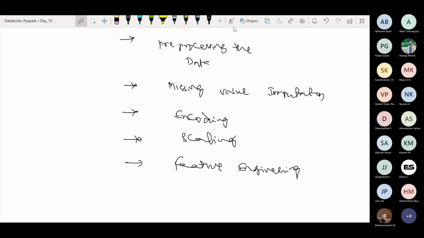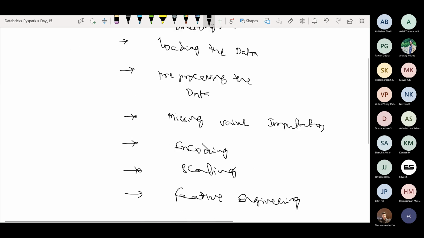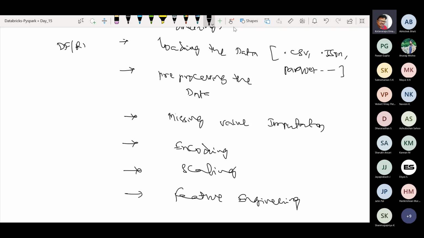Okay, so the main tasks of the DE: loading the data, pre-processing of the data, missing value imputation, encoding, scaling, and feature engineering. We know that loading of the data is from various sources, maybe CSV, JSON, Parquet, like that. And of course, loading of the data related to the data frame or RDD, the tool set if you observe. Pre-processing involves many aspects, guys.